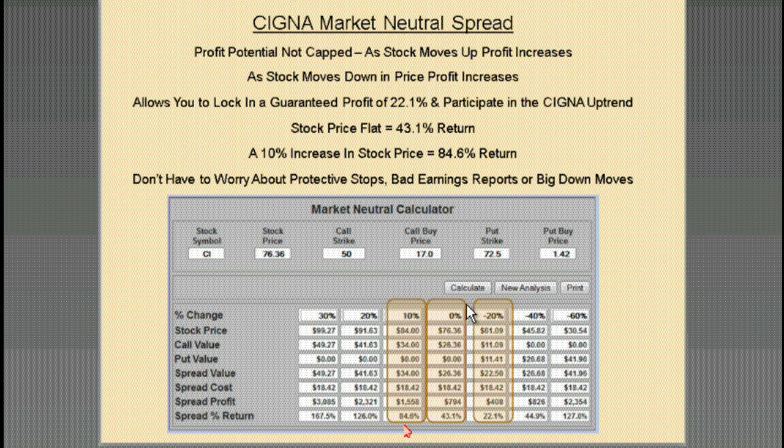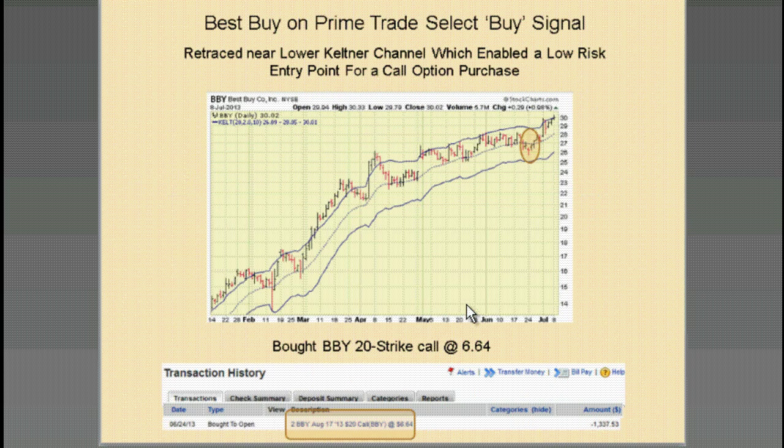If Cigna stock goes up 10%, I'm going to have an 84% return. So you can see I still have good upside potential here with this market neutral trade. But again, if the stock goes down, I'm going to have at least a 22% profit. And if it really starts going down, then I make even more money off the put option that I purchased. So this is a great way to lock in your profits and still participate in further upside potential.